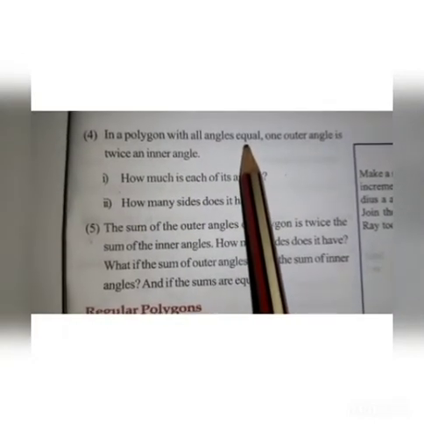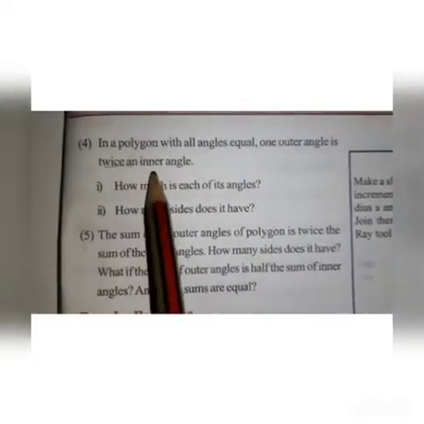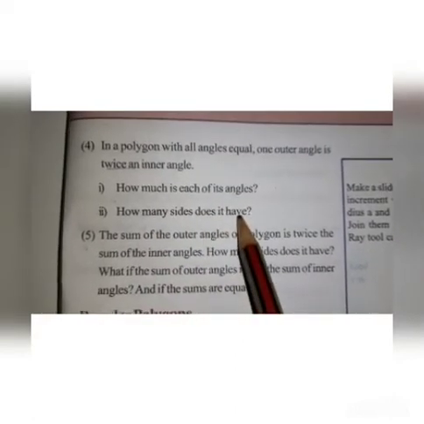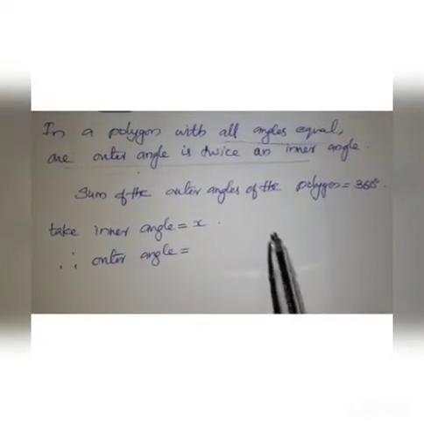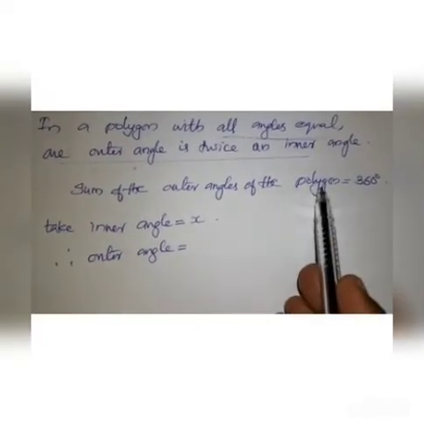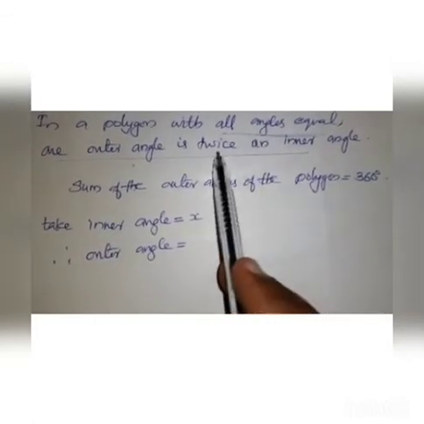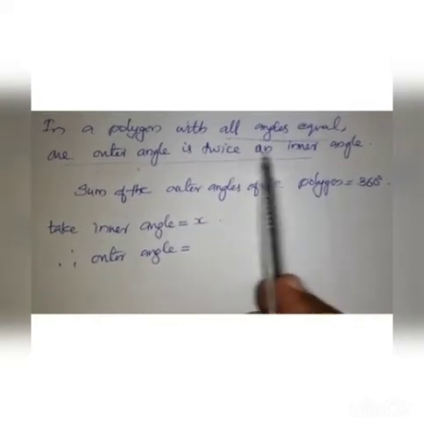In a polygon with all angles equal, one outer angle is twice the inner angle. How much is each of its angles and how many sides does it have? So see again, one outer angle is twice an inner angle. The sum of outer angles of a polygon is 360. It is given that all angles are equal and one outer angle is twice the inner angle.